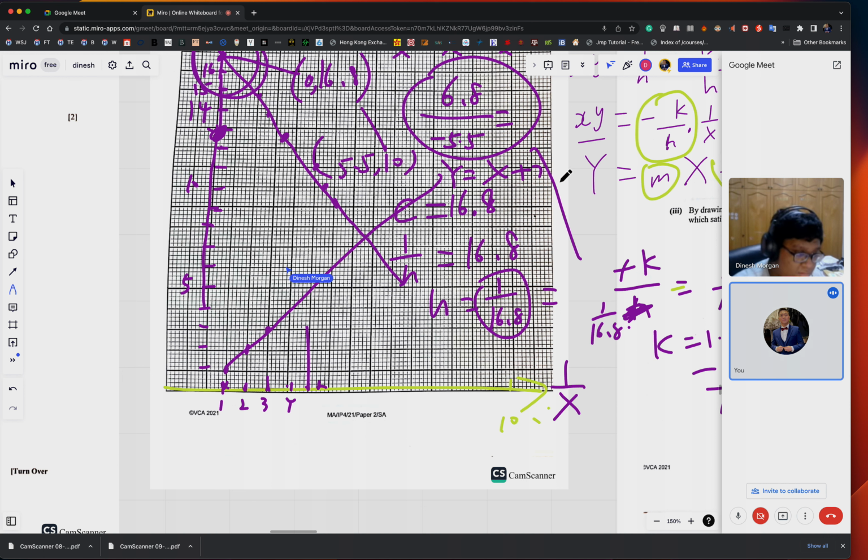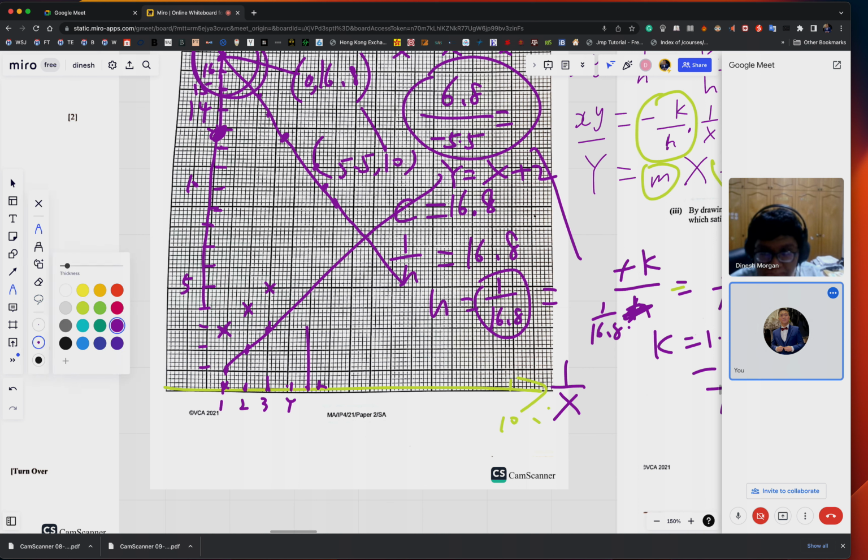But I need to raise it. I need to move it up by 2 units. So this one will go up 2 units, this one will go up 2 units, this one will go up 2 units. So the real one will be this one. Let me use a different color.